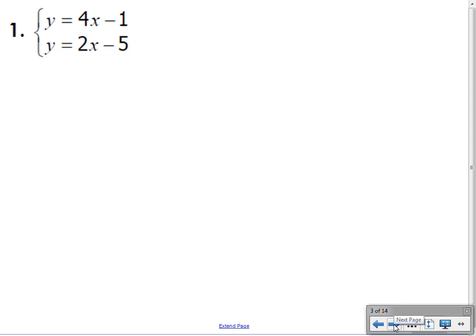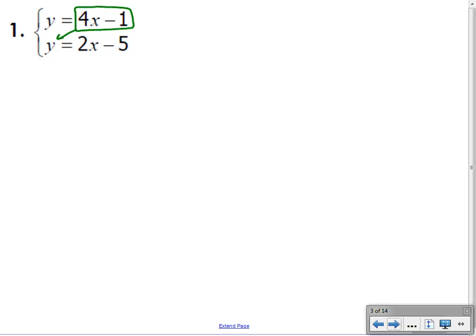All right, here's my system. Remember that we're trying to find the intersection point. We're trying to figure out when these two equations are equal. So if my first equation is telling me that y is equal to 4x minus 1, I'm going to take what y is equal to and plug it in for the y in my second equation. And we can do this because at this point of intersection, both equations have the same y value. They have the same x value. So if the first equation tells me that y is equal to this, I can plug that in for the y in my second equation.